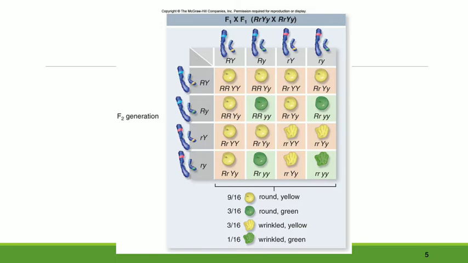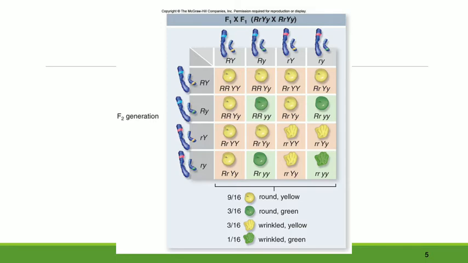So you make a combination of all of the gametes that are possible in the sperm up here and all the gametes that are possible in the eggs over here. This particular visual is showing us a Punnett square for the F1 cross. So remember that first filial generation, they were all round and yellow. He let them cross with themselves, and the products of those crosses are called the F2 generation.